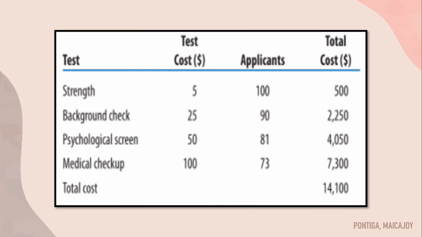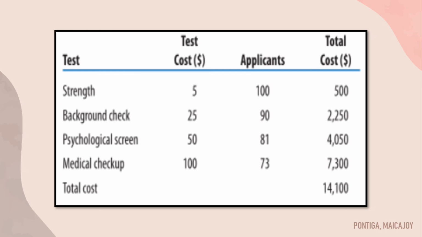So next is multiple hurdle approach naman po. Dito, pwede tayong mag-administer gamit ang cheapest test or the strength test sa 100 aplikante. So dahil po 10% of applicants ang nag-fail kanina sa nauna kong naipakita, then now we can administer the next cheapest test to the remaining 90. So yung process lang po is tuloy-tuloy hanggang sa ma-administered lahat.